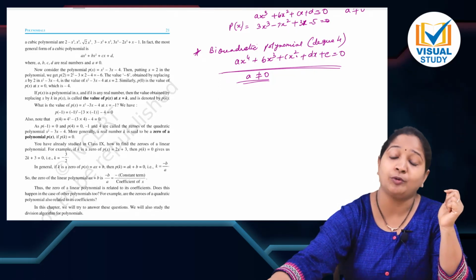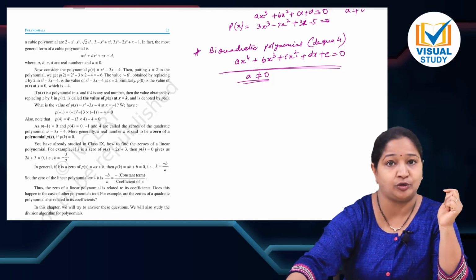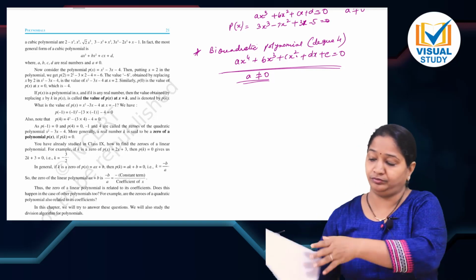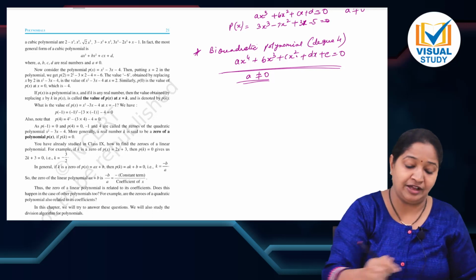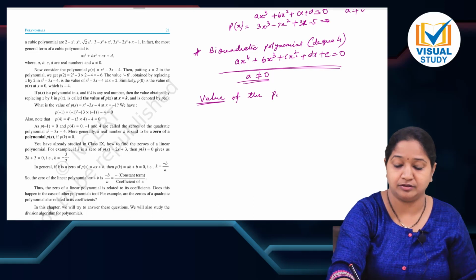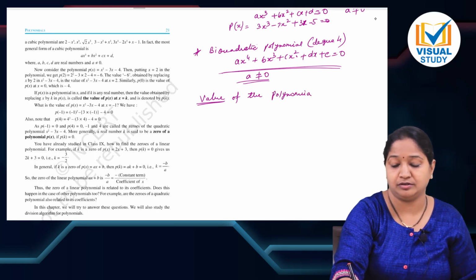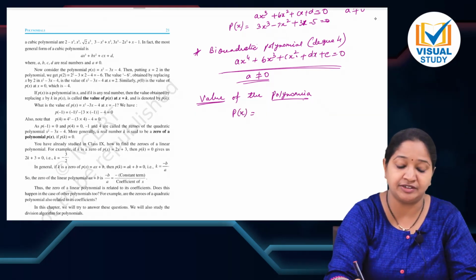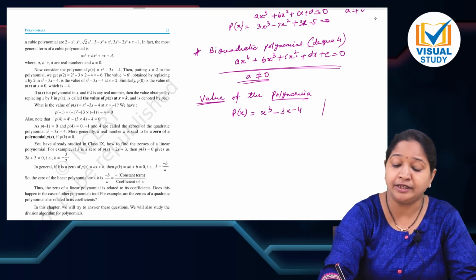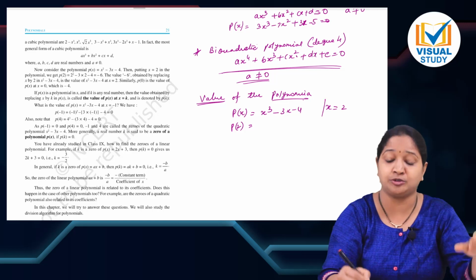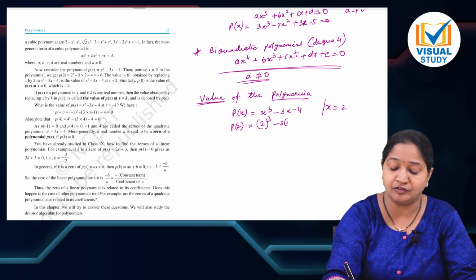Now what is the value of the polynomial and the zeros of the polynomial? Value of the polynomial. If p of x is, they have given us the example, x cube minus 3x minus 4, and you put x equal to 2, that means the value of x is 2. Substitute the value of x here.